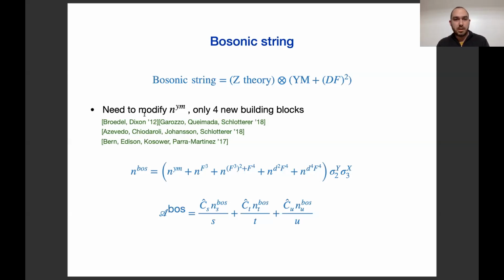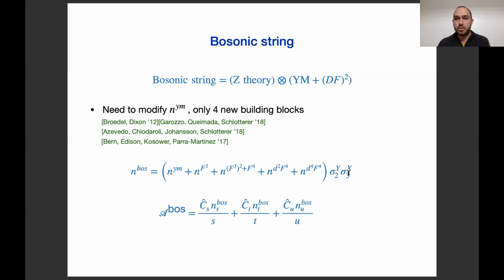And luckily, it's just very few new building blocks that we need. Of course, these things were studied by lots of people over the past few years. And this is all we need. So we just need to add the numerator for F cube interaction, F cube squared plus F4, and so on. Some of these were studied by these people.